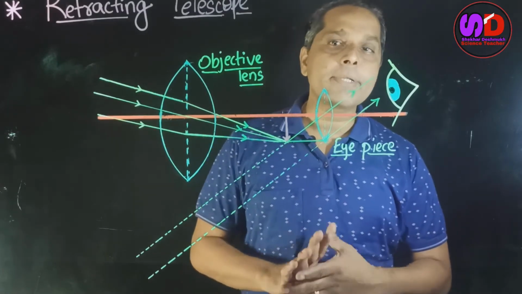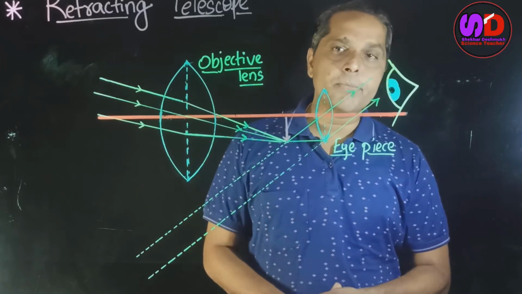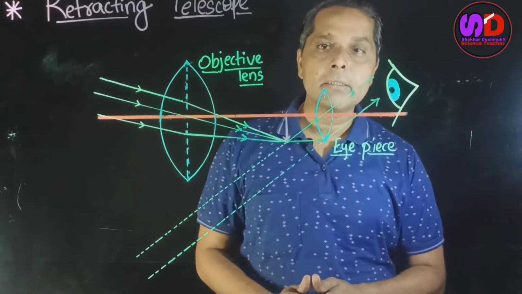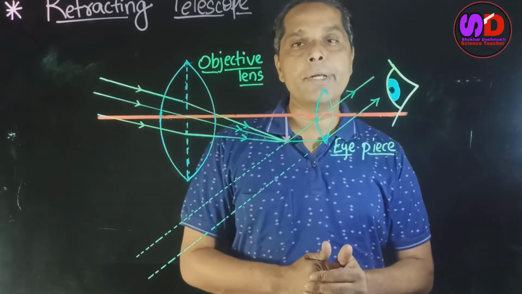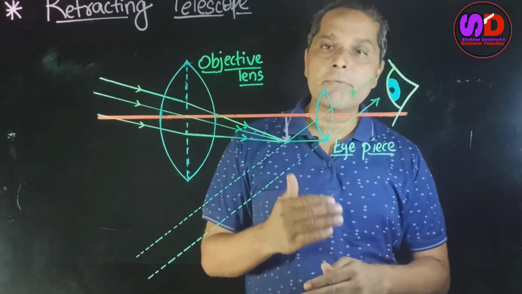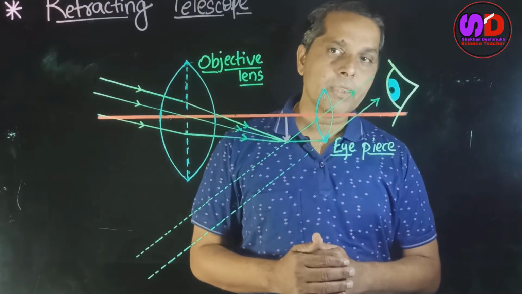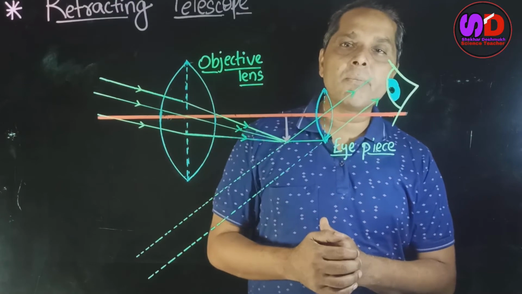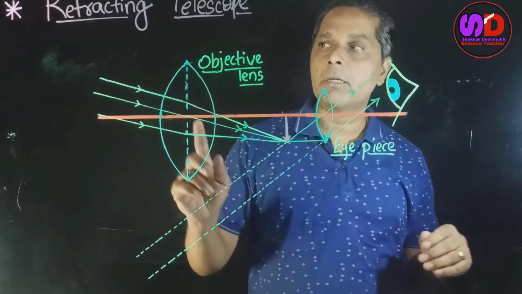Actually, there are two types of telescopes. First is the refracting telescope, in which lenses are used, that we can see here in the ray diagram. And the second type is the reflecting telescope, in which lenses, definitely lens is used, but along with that lens, a concave mirror is also used. So we will discuss reflecting telescope on some other day. Today we will discuss refracting telescope.